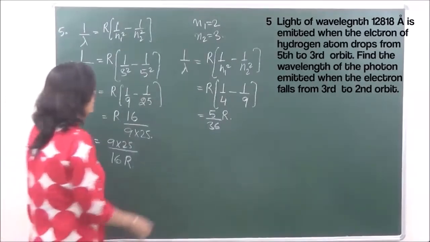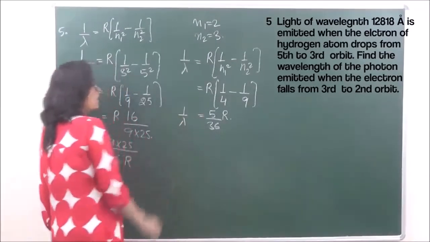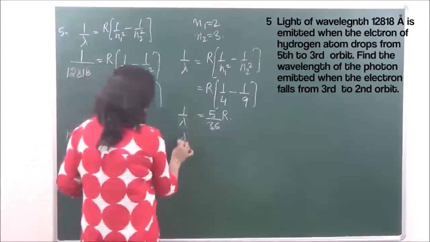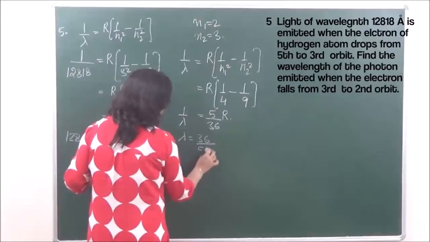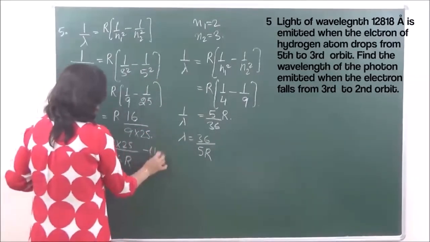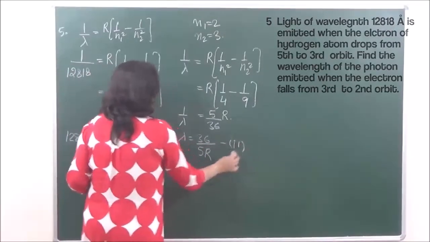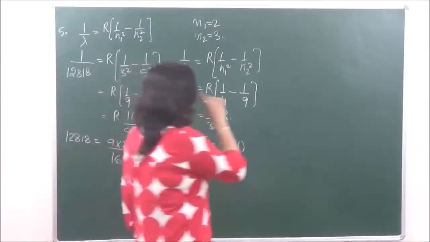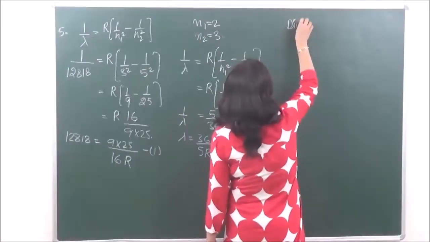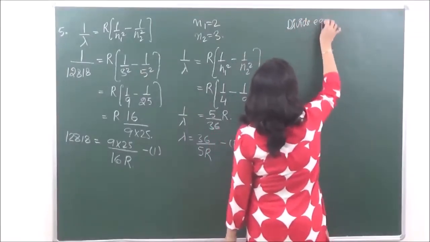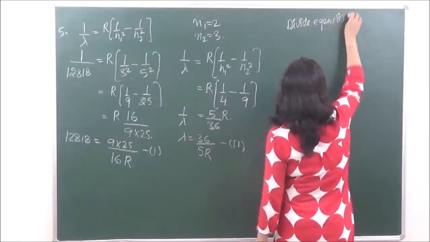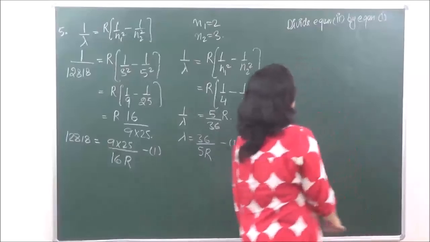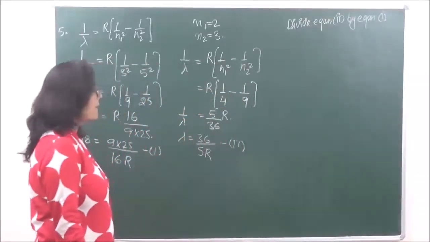And lambda will become equal to what? This is 1 upon lambda, so lambda over here will become equal to 36 upon 5R. Let's say this is equation 1 and this is equation 2. Now you divide equation 2 by equation 1.